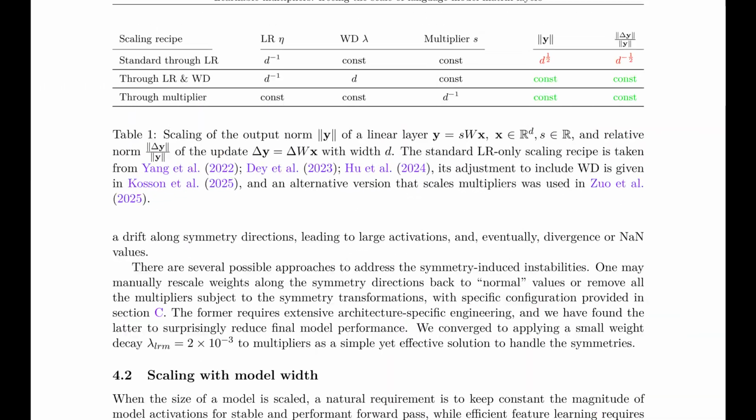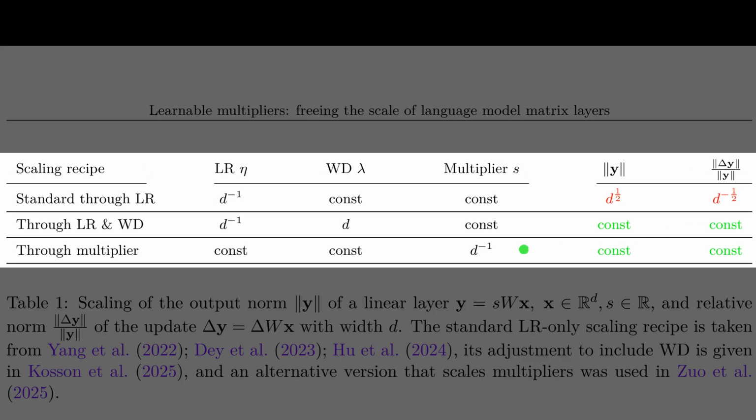Table 1 compares scaling recipes for maintaining stability as model width, D, grows. The top row shows the standard approach where we only scale the learning rate. As the red values on the right indicate, this fails because the output norm grows with the square root of width, leading to instability. The second row fixes this by scaling weight decay with width, which keeps the output constant. Finally, the third row demonstrates that scaling the multiplier itself achieves the same stability, offering a robust alternative for large models.